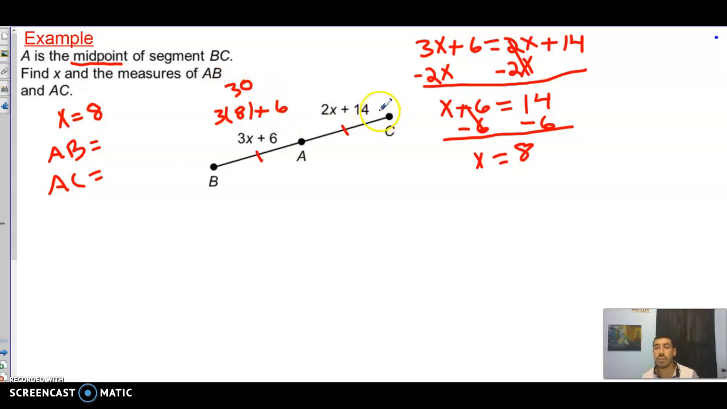Now let's do the same thing to the other side. 2 times 8 plus 14. 2 times 8 is 16, plus 14 is 30. Notice that we got the same answer, and that's good. We got the same answer because A is right in the middle, so the left has to equal the right, okay?